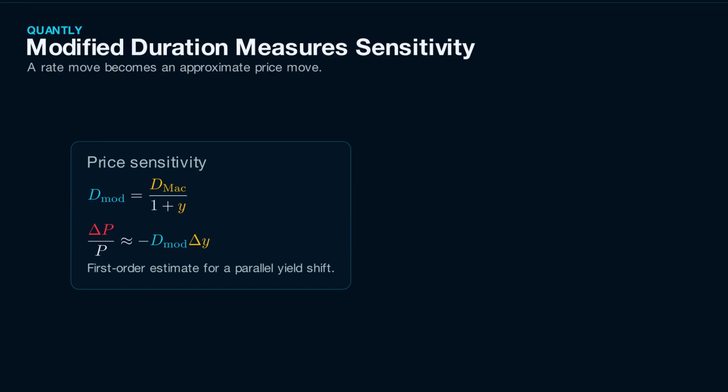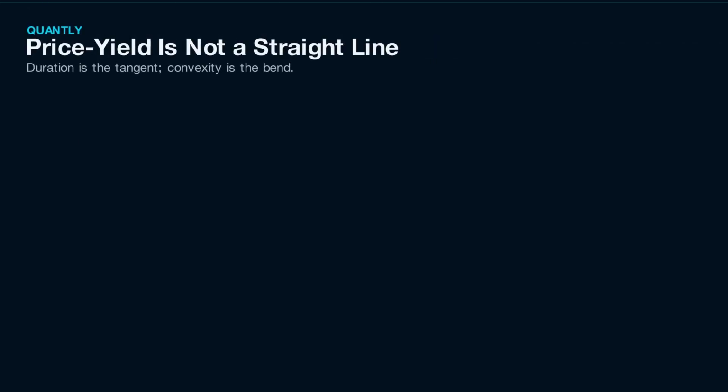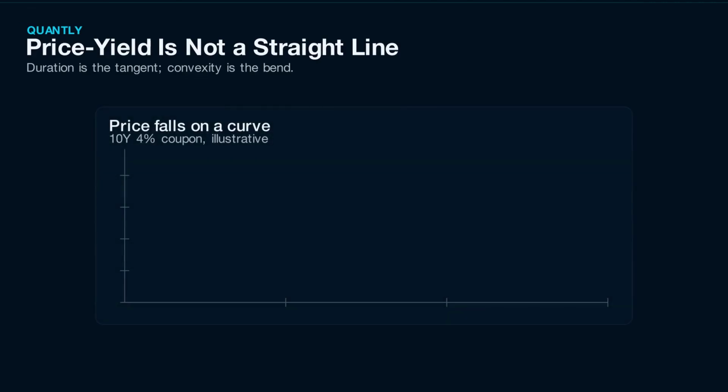To get a direct price sensitivity, we apply a simple adjustment. Divide Macaulay duration by 1 plus the yield. This is modified duration. Its interpretation is clean. If modified duration is about 4.4, then a 1% rise in yields reduces the bond's price by roughly 4.4%. Duration works well when interest rates move in small, orderly steps. But markets do not always cooperate. When rates move by 100, 200, or 400 basis points, duration gives you a dangerously incomplete answer.